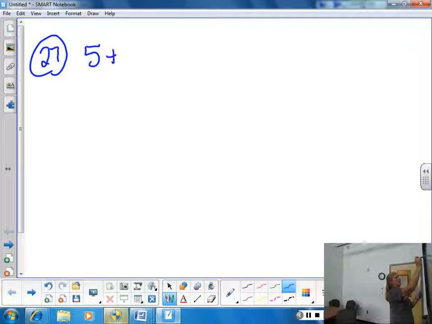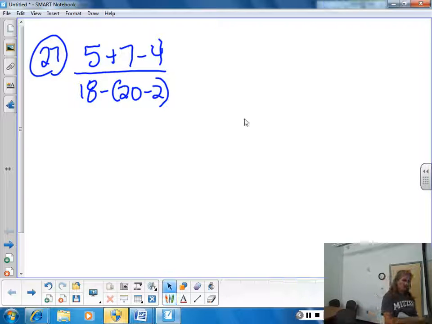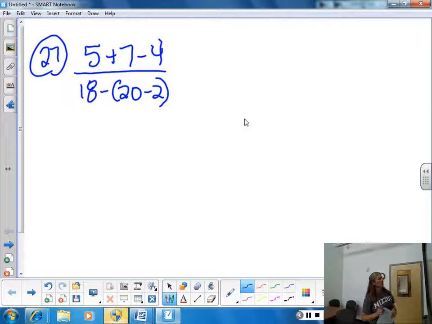5 plus 7 minus 4. People that start getting these right find them to be really fun because they're kind of like a puzzle and you got to figure them out. But there's good rules to follow, so if you follow the rules, then the puzzle's going to just work itself out nicely. On the top, and then on the bottom, and then divide. So I have 5 plus 7, which is 12 on the top.